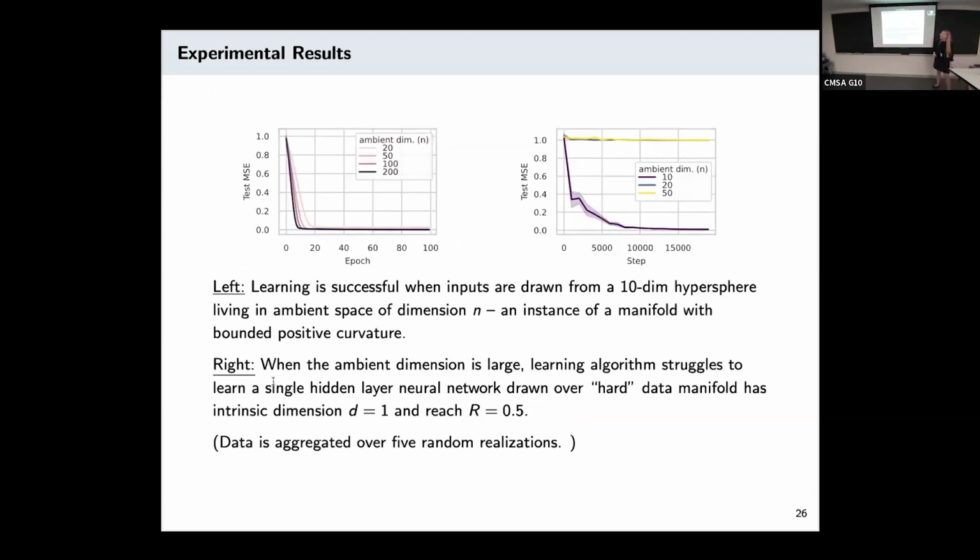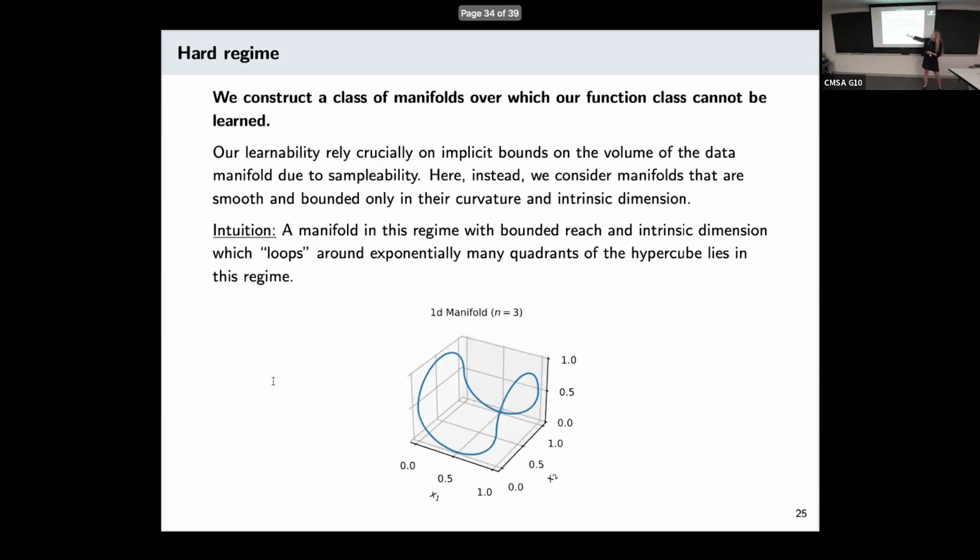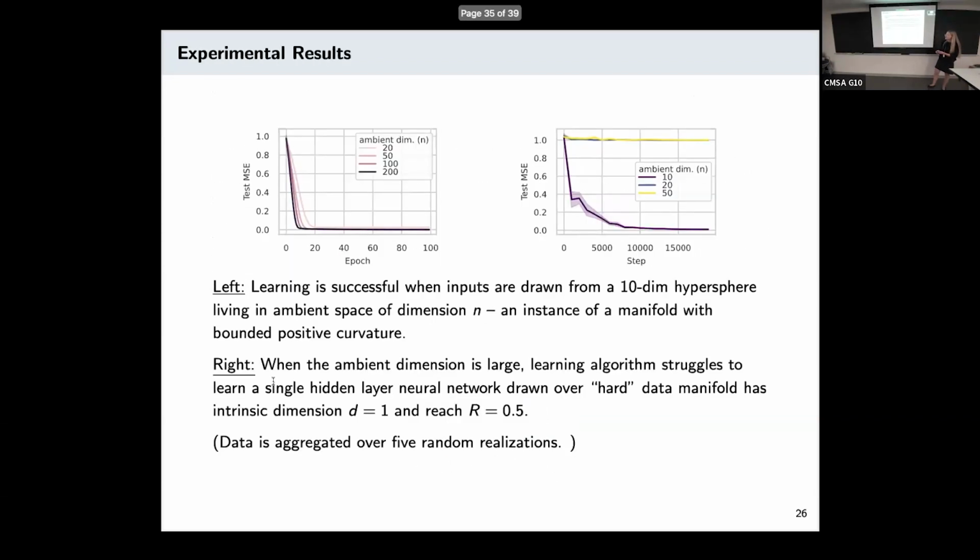Again, some experimental results, similar to what we saw in the first part of the talk. Here, this is synthetic data. On the right-hand side, we construct a data set similar to this manifold, this hard example that we just saw here, just in a higher dimensional setting. And then on the left, one example of a samplable manifold would just be the hypersphere.